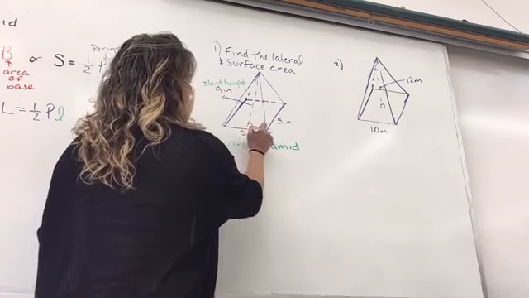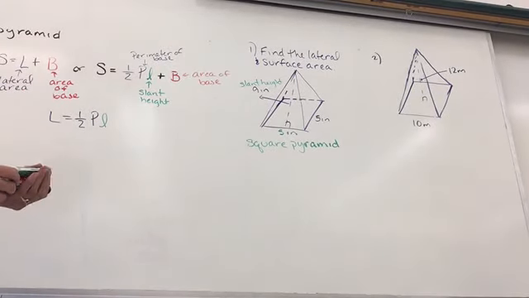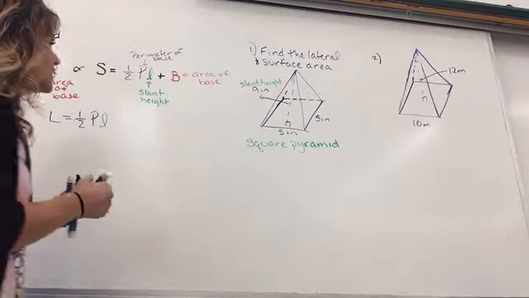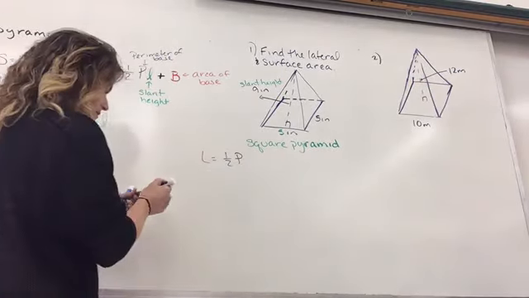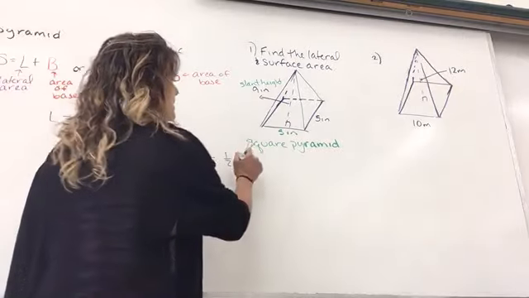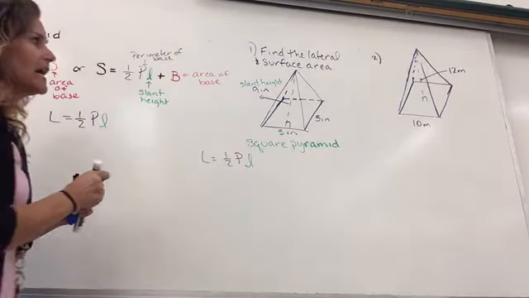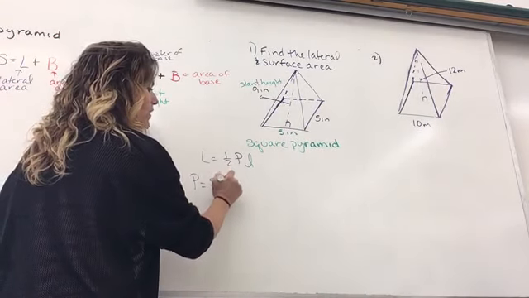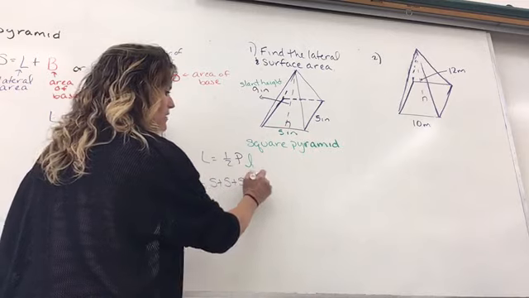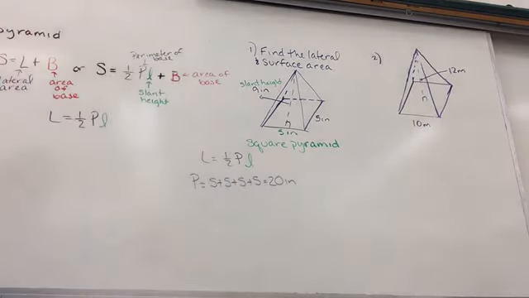So that means that I have all sides that are 5. So now I'm going to find the lateral area first. The lateral area says 1/2 the perimeter of the base times that slant height. Well, the perimeter of the base is adding up all the sides. So that's 5 plus 5 plus 5 plus 5, which happens to be 20 inches.